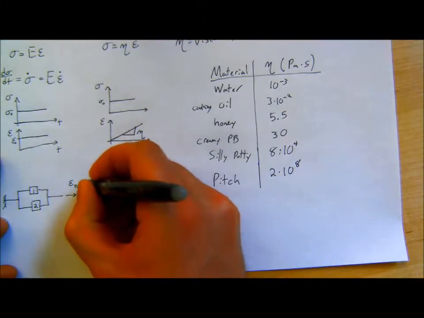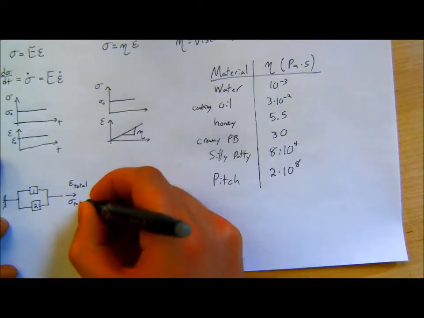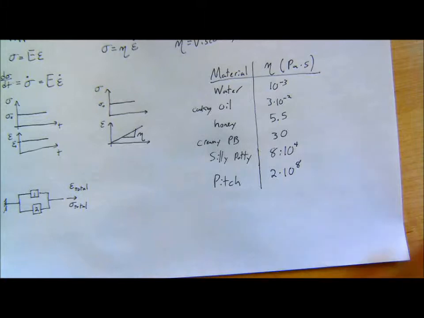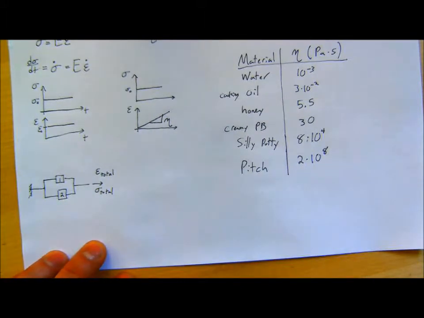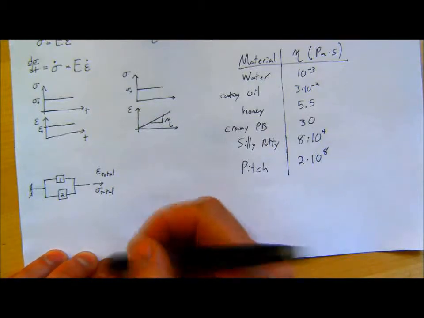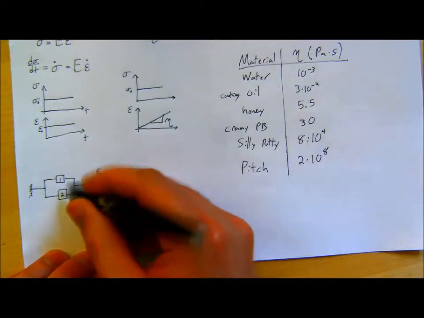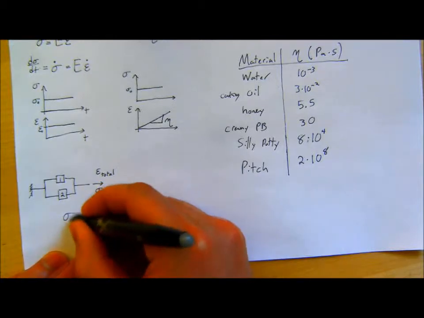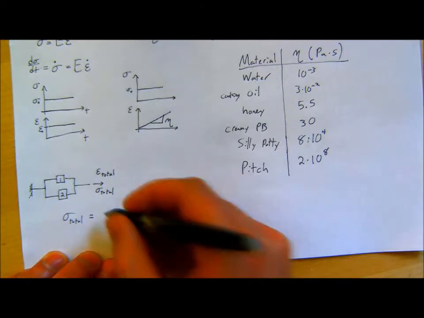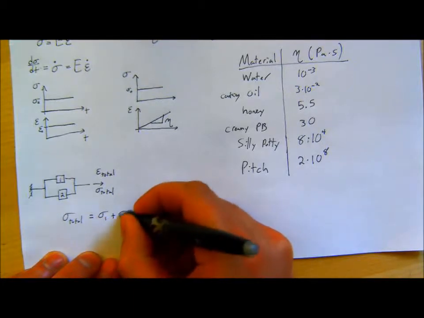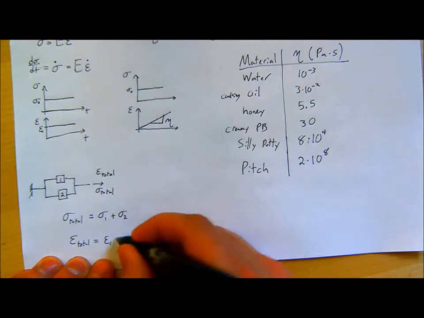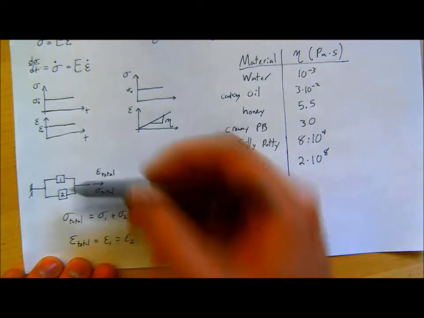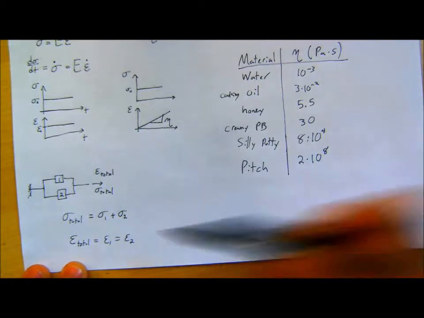Now this is sort of analogous to circuits, for those of you who have taken a circuits class, so we have some rate dependence of these. When we add these units up in parallel, we can say that the stress total is equal to the stress in one plus the stress in two, and the strain total is equal to the strain in one, and it's also equal to the strain in the second. So the total stress that I'm applying at the end is equal to the sum of the stresses in the two parts.